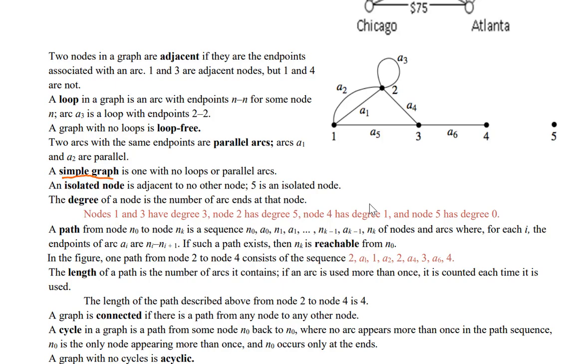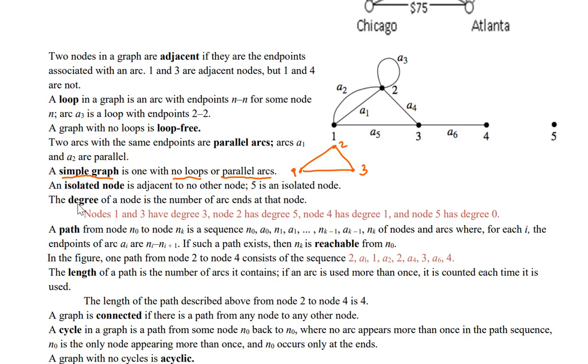A simple graph is a graph with no loops and no parallel arcs. So this one here is not a simple graph. If I take 1, 2, 3 by itself, then this is a simple graph. An isolated node is adjacent to no other nodes. For example, A5 here is an isolated node by itself, not connected with any other node.